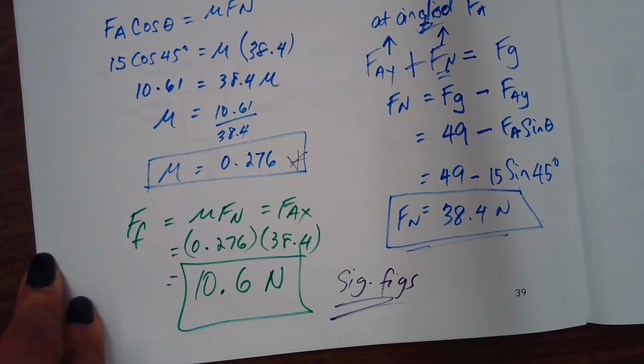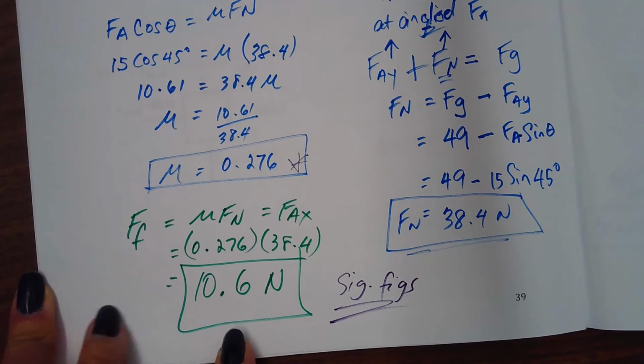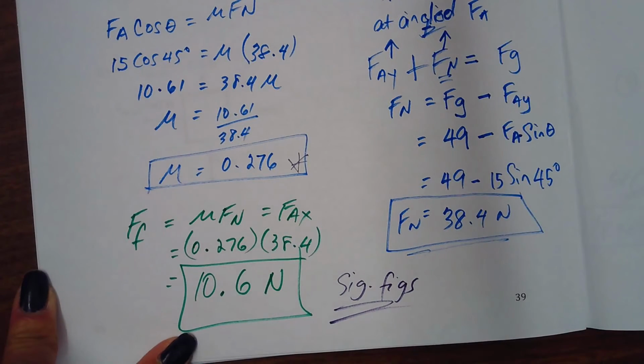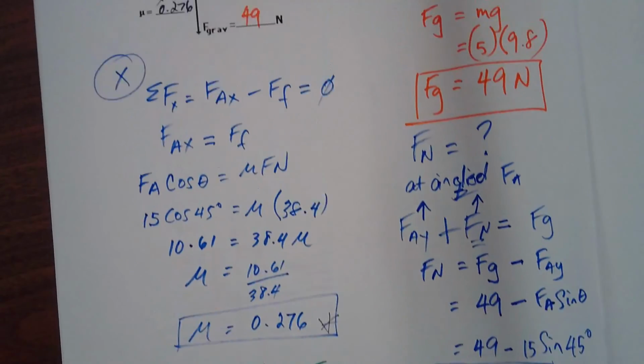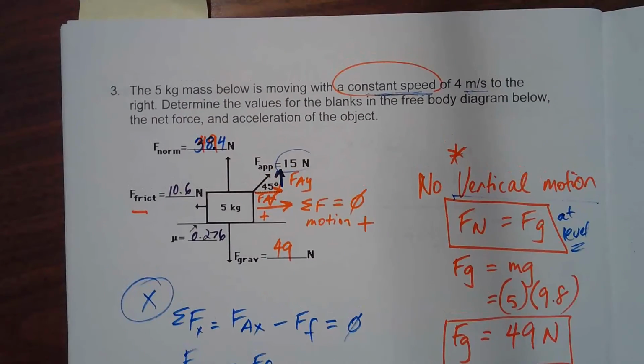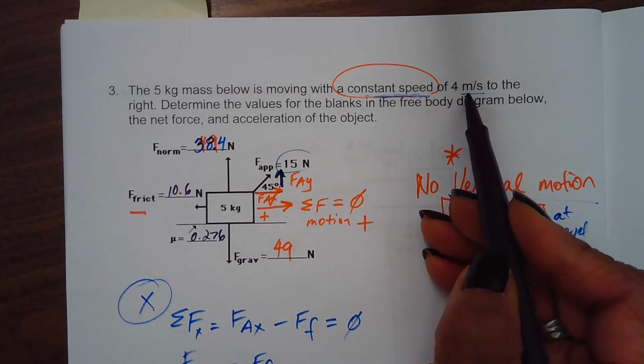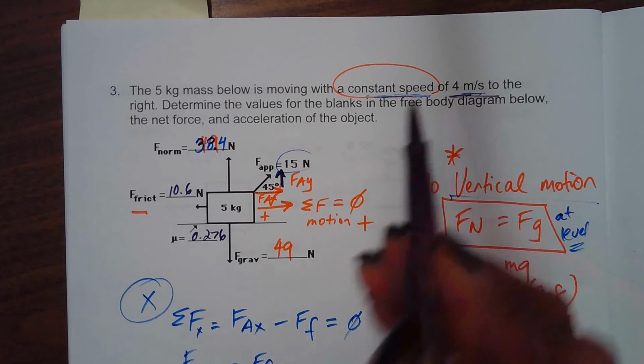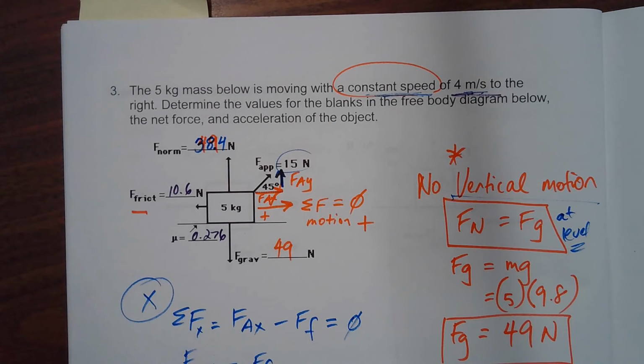Now, can we actually extend this to sig figs? Let's take a look at the final answers. How many sig figs should you have for all the forces? How many sig figs are given? Look at the original question here. It tells you, did we use the 4, by the way? Again, it's given there. Why? To understand the acceleration and net forces.